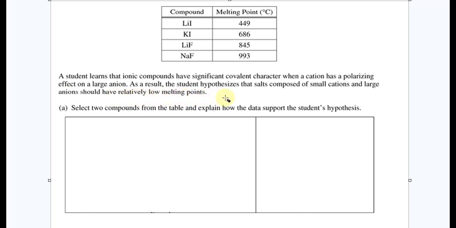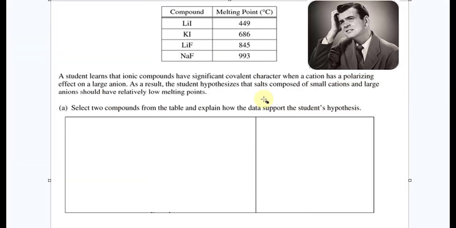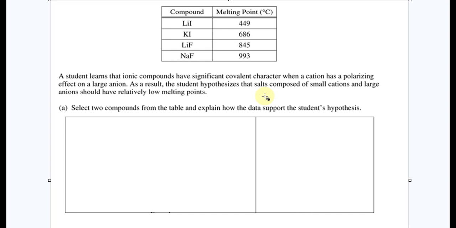melting temperatures. Now, I've been teaching quite a few years, and I know the AP curriculum backwards and forwards. I even know the previous AP Chem curriculum, the pre-2014. And I said, polarizing effect on large anions, covalent character of ionic compounds, I've never heard of that. Why are they asking this? This was a real head scratcher for me. And as a result, I said, I don't like this question. But then I worked on it for a while, and now it's one of my favorite questions.